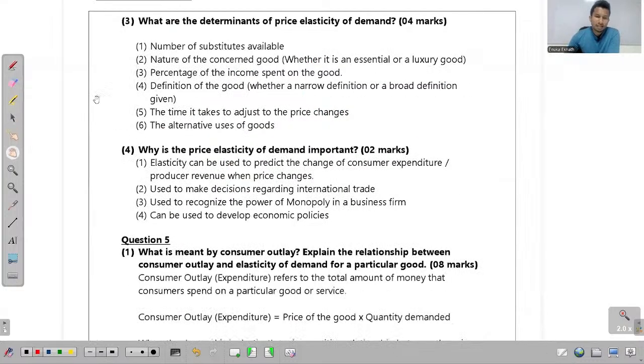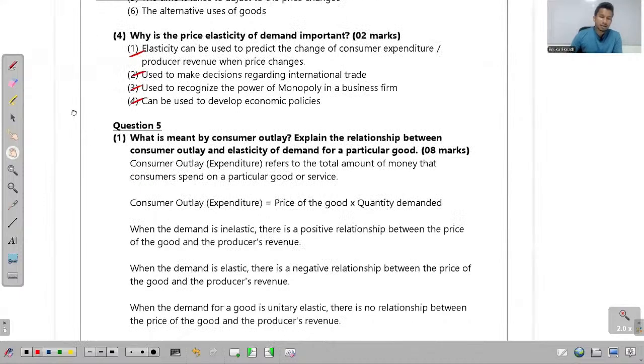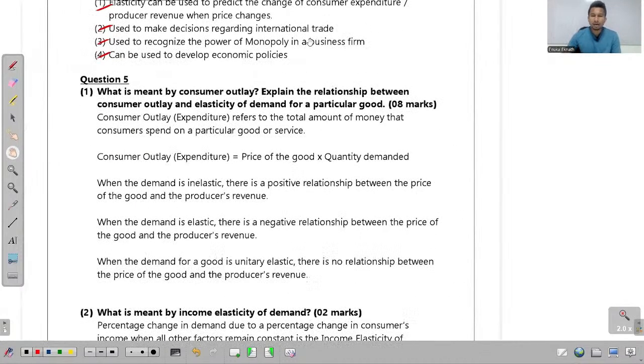Right, the fourth question: why is the price elasticity of demand important? You have 4 reasons here, just read them, you will understand. I have explained each in the class. Right, now come to the fifth question, part 1.